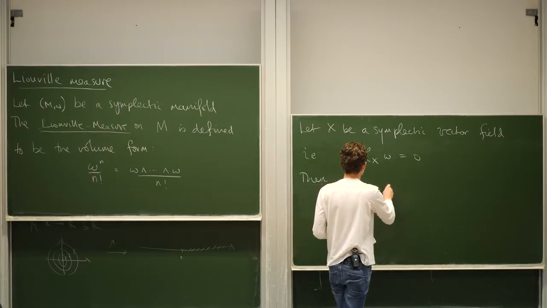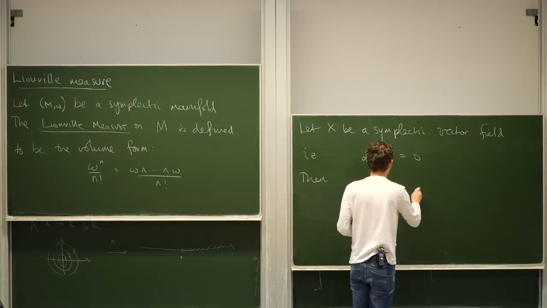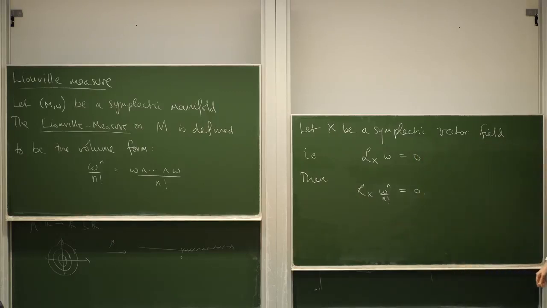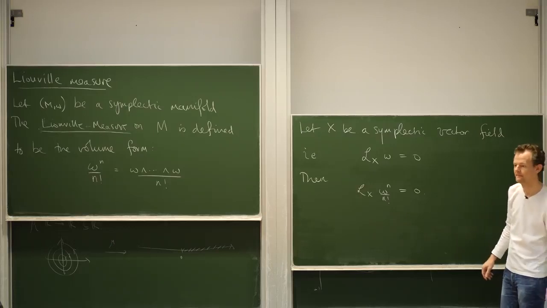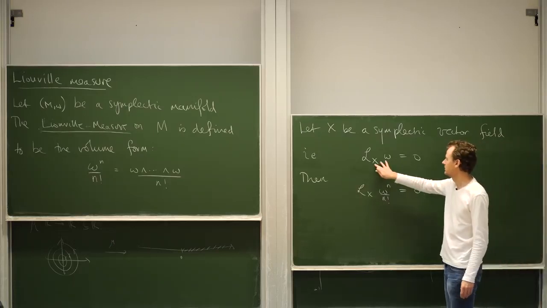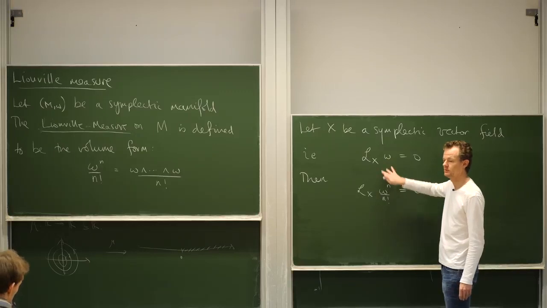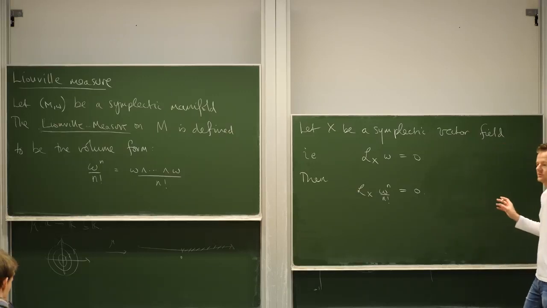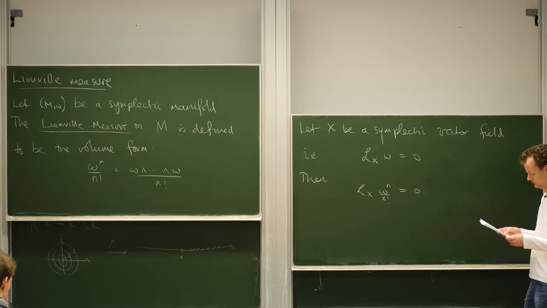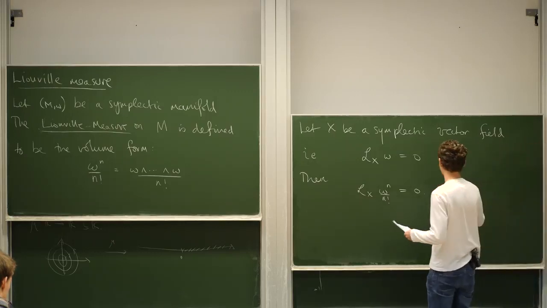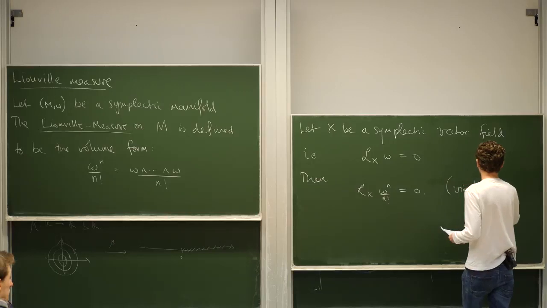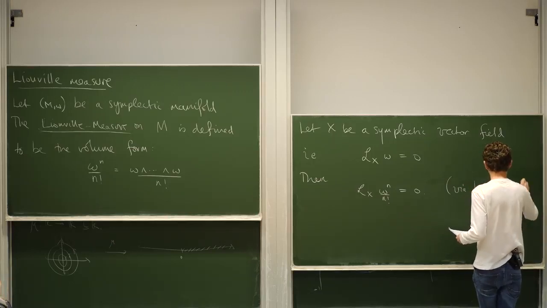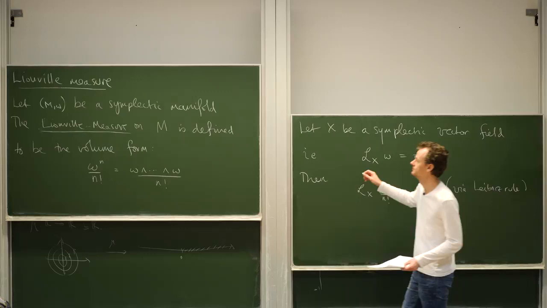Then what that tells us is that the volume form is left invariant by a symplectic flow. Just use the Leibniz property here, and you're done. It's fantastic. So that shows us that symplectic flows leave this notion of volume invariant. This is called Liouville's theorem.